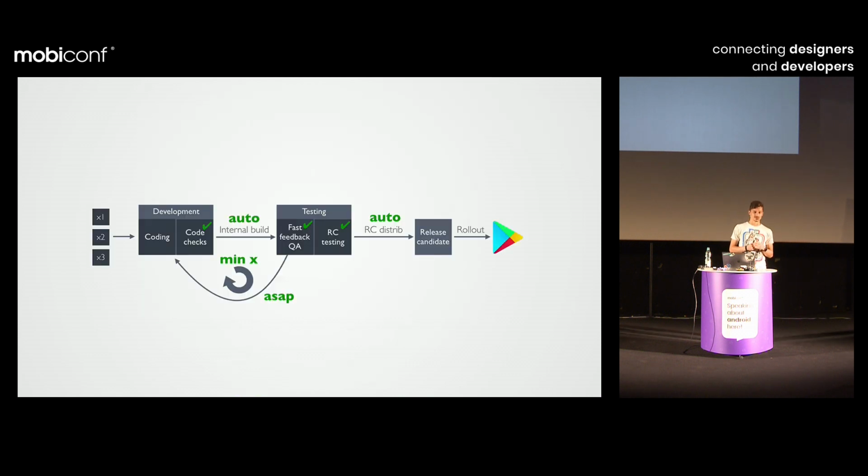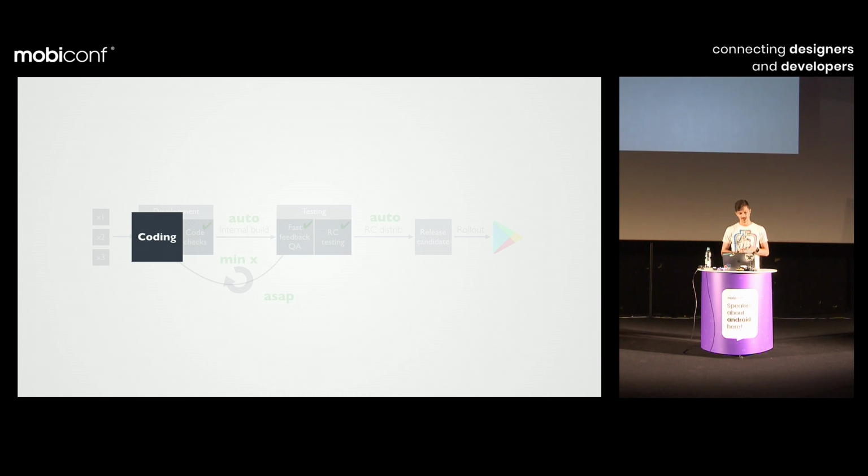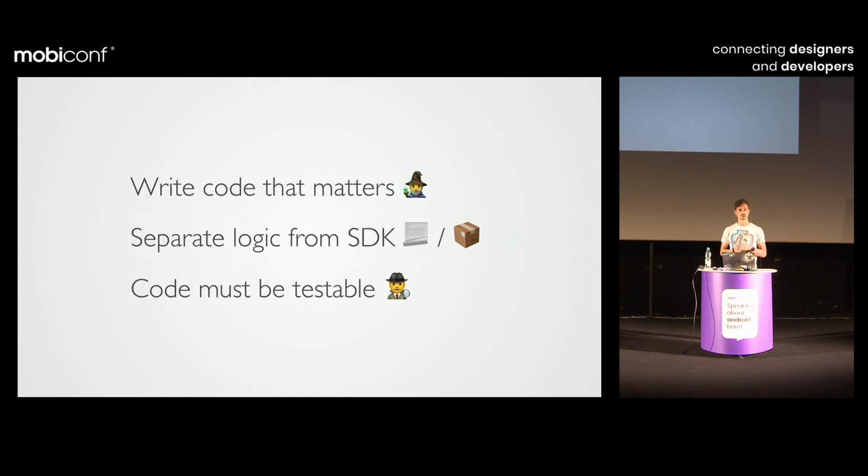So right now, when our delivery process is optimized enough for us, we can focus on the thing which matters the most for us, which is coding. We have a couple of principles for the way we write our code. First, write the code that matters to you, that matters to your company. We assume that everything which isn't related to your business probably can be generated for you.